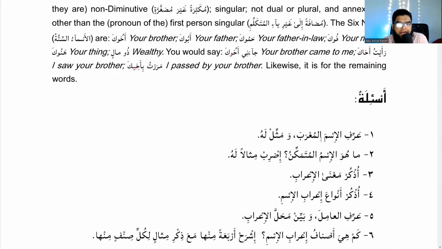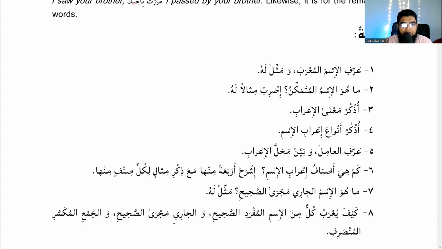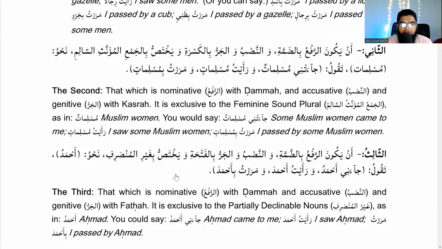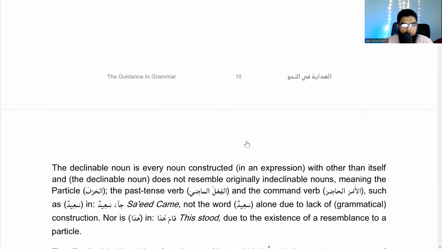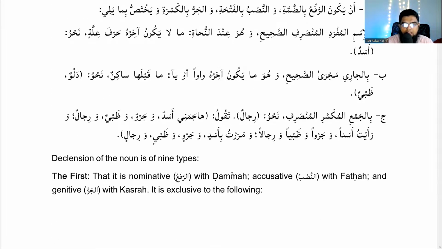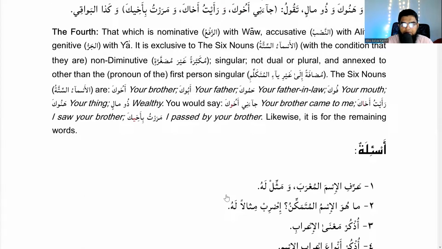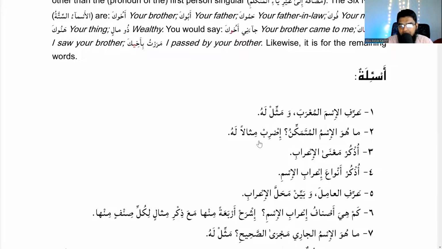What are the questions? Define ism al-mu'arab and give an example. What is ism al-mu'arab? So he gave a definition of mu'arab: al-ism al-mu'arab huwa kullu ismin rukiba ma'a ghayrihi wa la yushbihu mabni al-asli. He said every noun which is made into a sentence and does not resemble the mabni al-asli. And give an example: Zaydun, asadun, and all that. What is al-ism al-mutamakkin? Give an example.